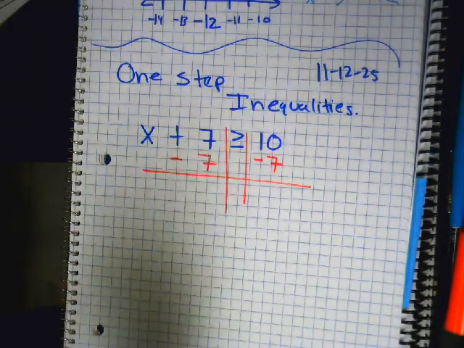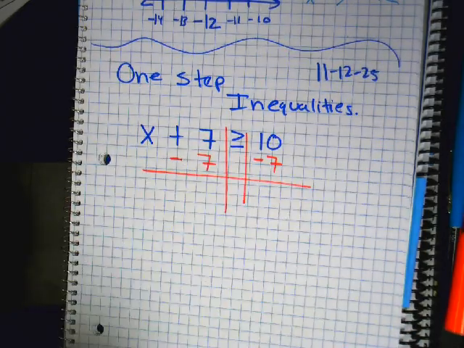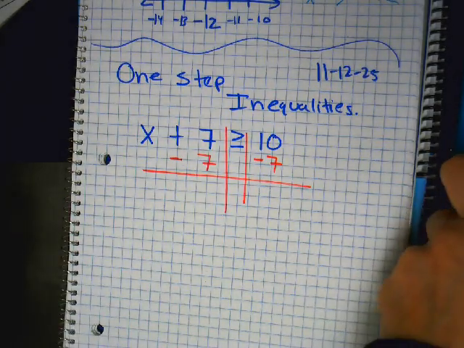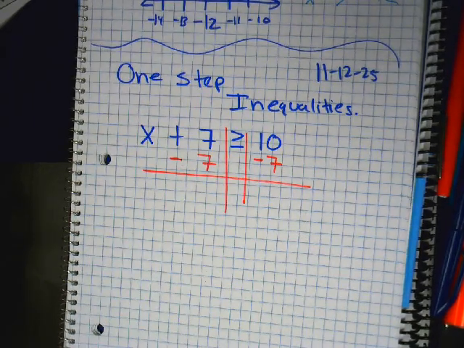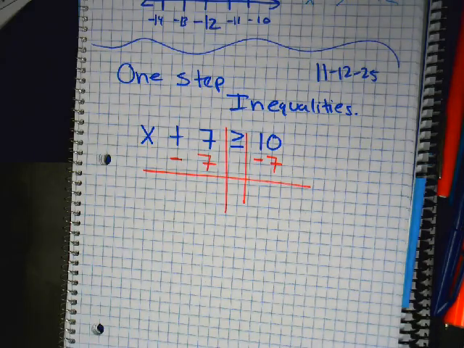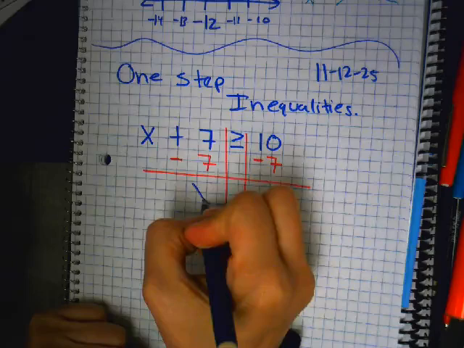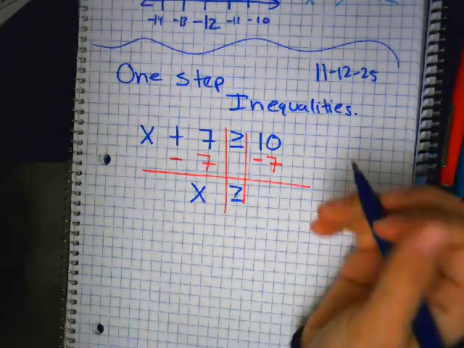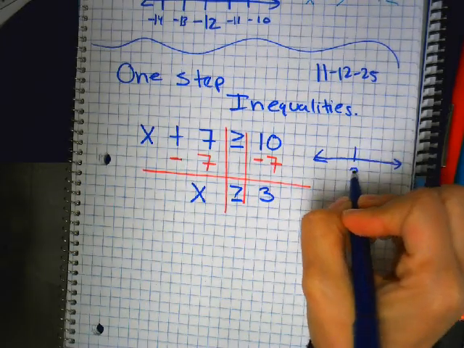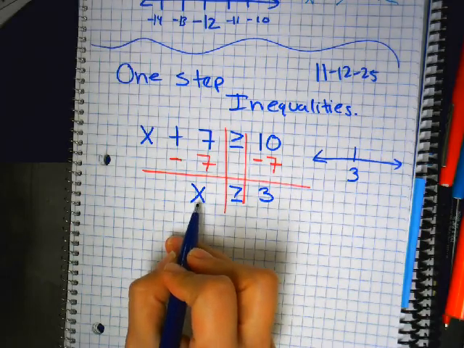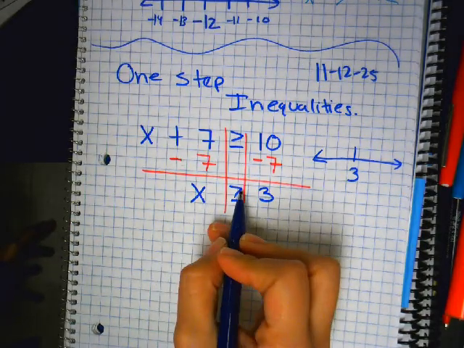Now, what's 7 minus 7? 0. Now, we do not write the 0, but it's there. A lot of confusion in my second and third period because they're like, wait, what happened to the 7? Well, it became a 0. But are we going to sit there and write plus 0? No, because what is x plus 0? X. So we just write x greater than or equal to, what's 10 minus 7? 3. So what does this mean? This means that all of my answers for x are all the numbers that are greater than 3.